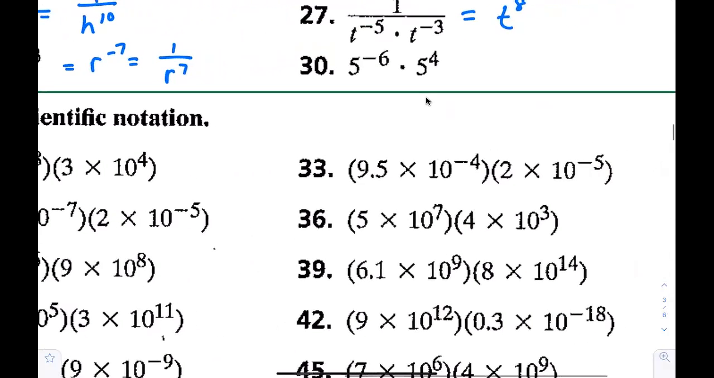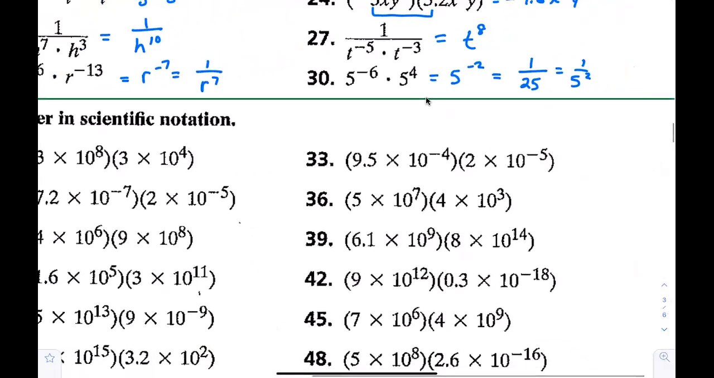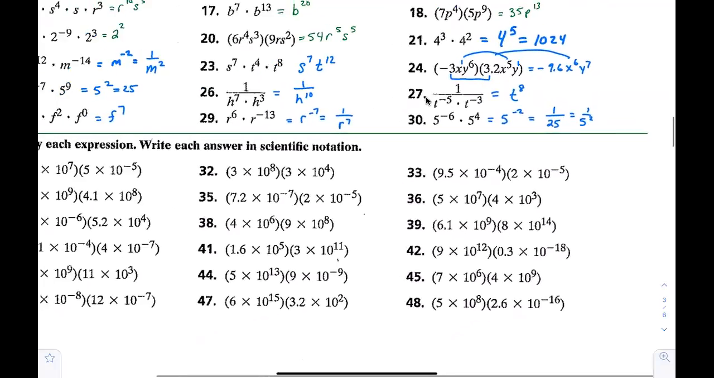All right, 30. Tell me. 5 to the what? Right, which is the same as? 1 over 25. If you said 1 over 5 squared, I'm okay with that. Now, Sienna, are you good with that or not? All right. Anybody have any issues with those now?